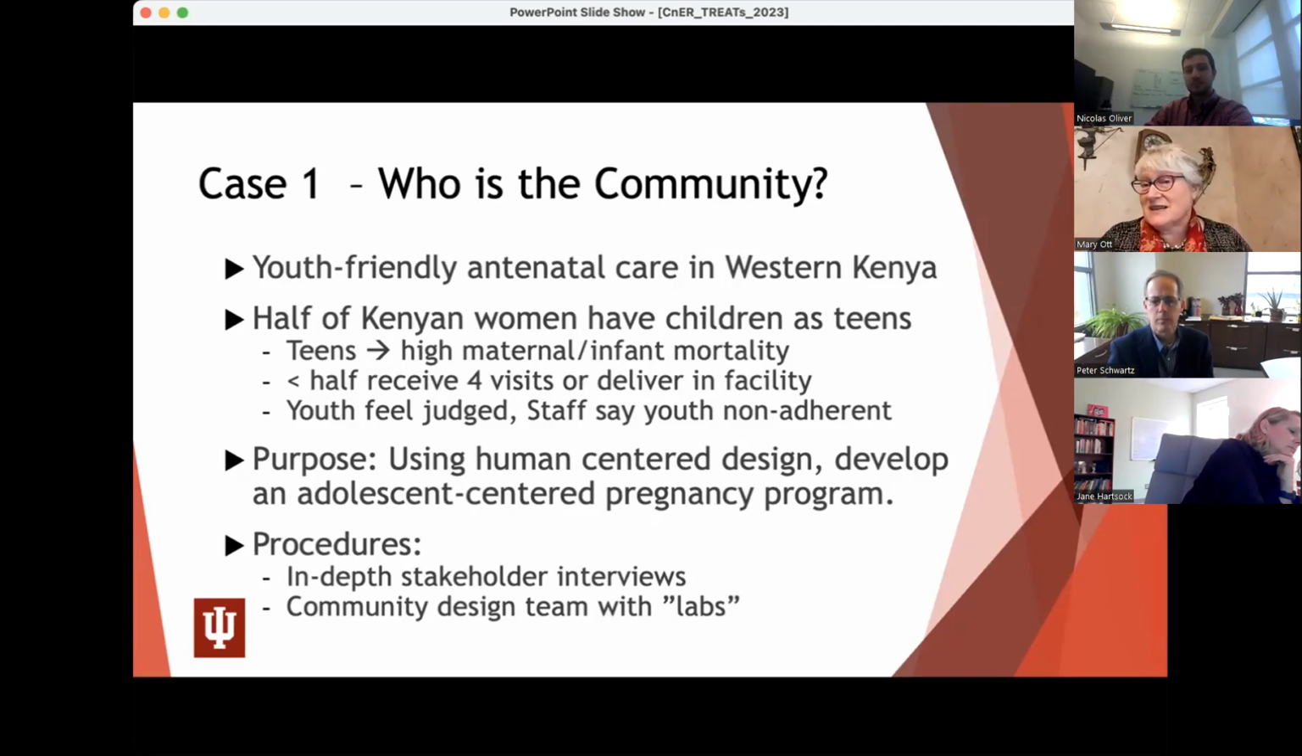So as it turns out, all of these individuals were their communities. So when they started to do stakeholder interviews, they needed to do stakeholder interviews at all levels: community leaders, young people, families of young people, healthcare providers.